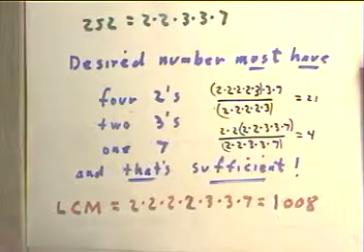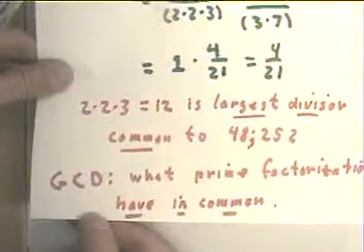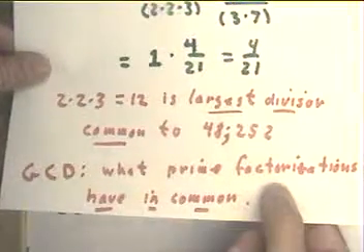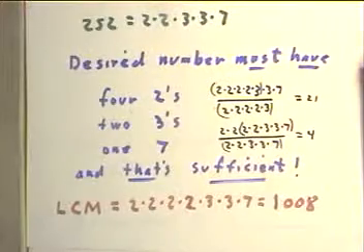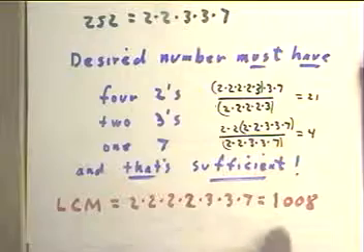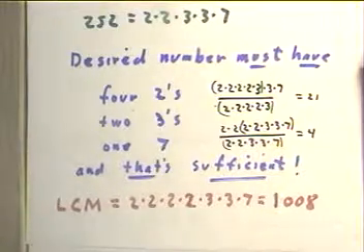Okay, so this clip has illustrated the process of finding a greatest common divisor, and it's what the prime factorizations have in common. In this case it would be 12, in the case of 48 and 252, and the least common multiple, which for those two numbers is 1008.